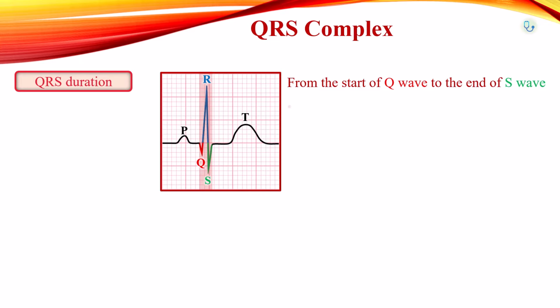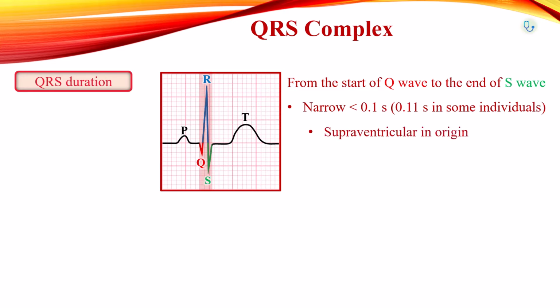The duration of normal or narrow QRS complex is less than 100 milliseconds, shorter than 2½ small squares. Narrow QRS complexes are supraventricular in origin. A duration of 110 milliseconds is sometimes observed in healthy individuals. A QRS duration more than 120 milliseconds or 3 small squares is considered broad and abnormal.